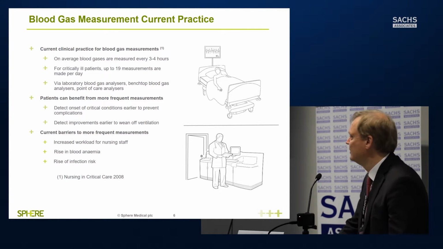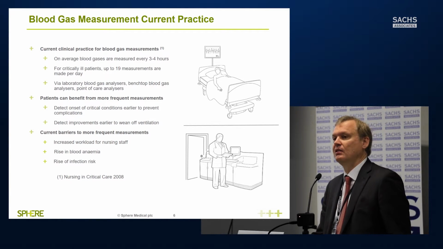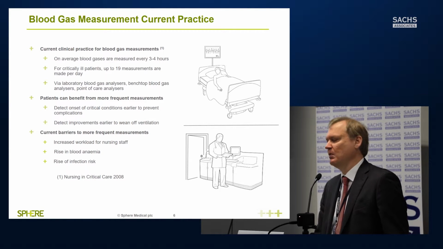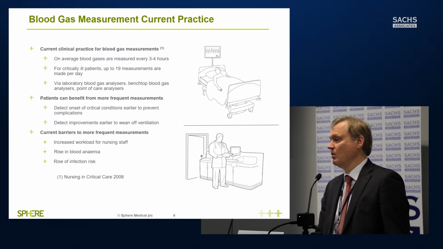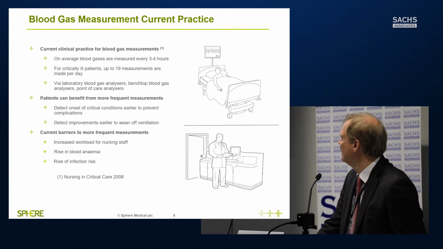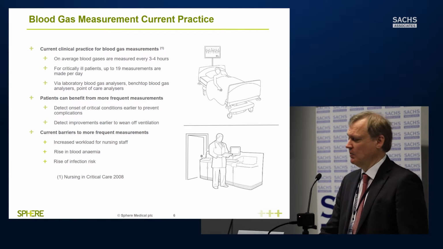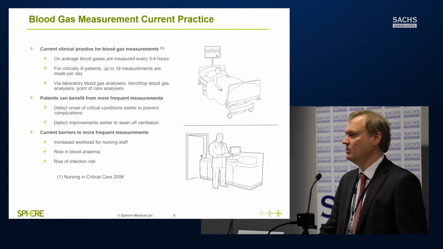Why don't they do that? Now, the one thing is actually dependency on nursing staff. The more often you measure, the more often the nurses are away, running around, going off to the blood gas analyzer, and not looking after the patient themselves. Secondly, there is also a risk of blood anemia, because every time you take a syringe of blood out, the patient loses blood, and these people are typically very sick. In fact, blood gas testing is one of the main sources of blood anemia within the ICU nowadays.